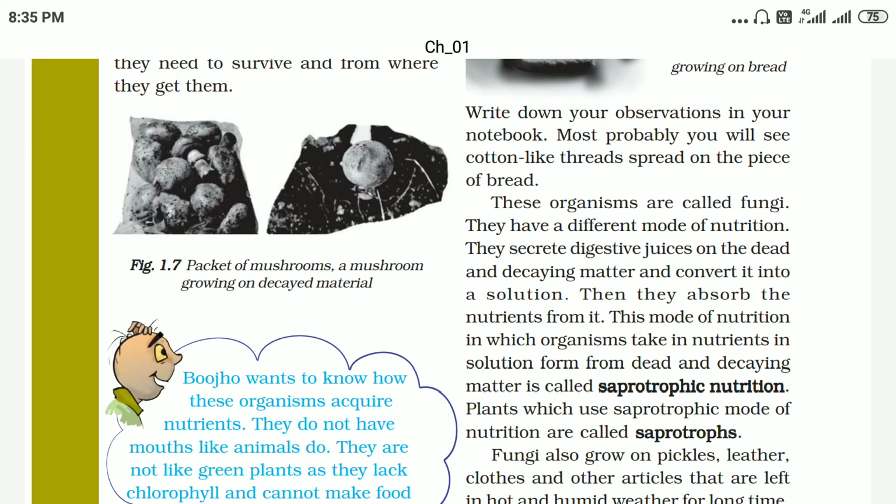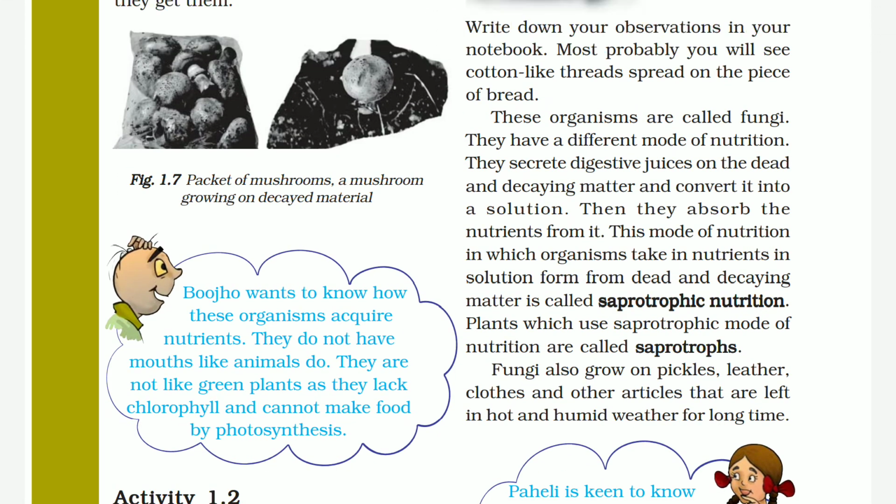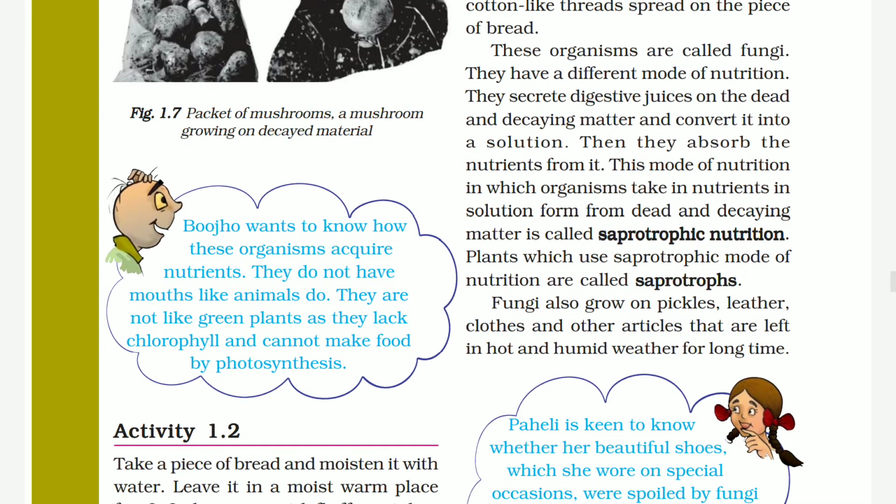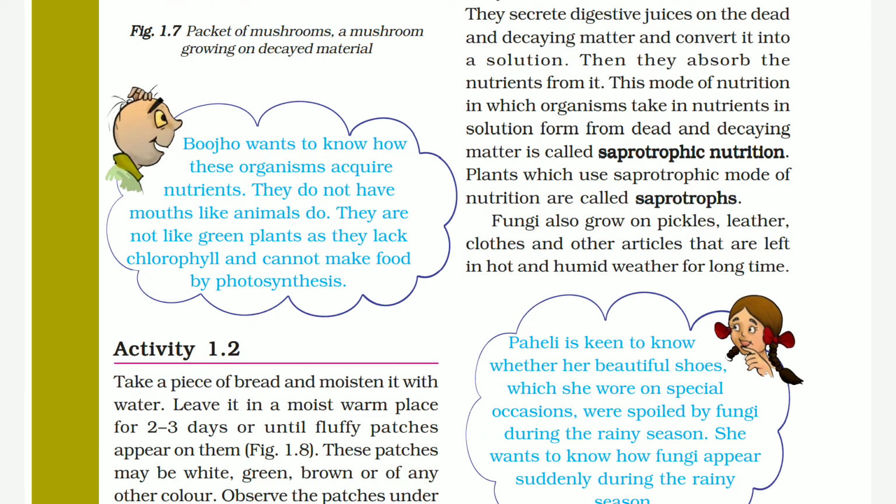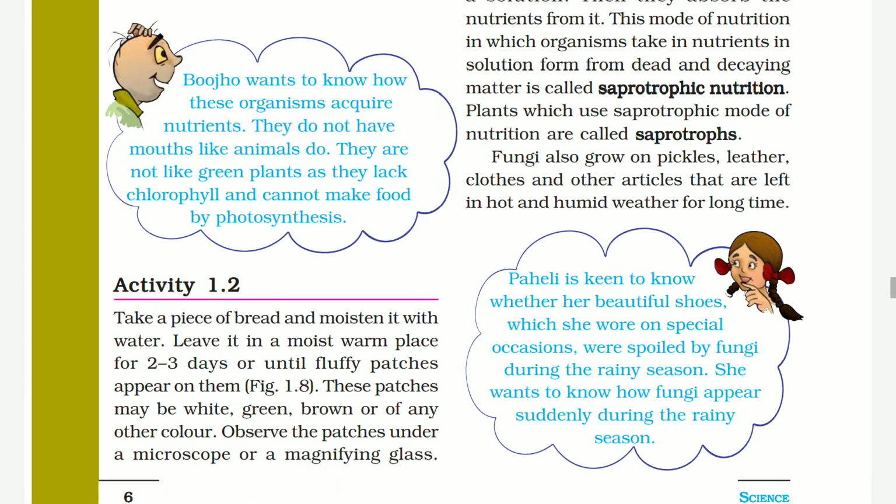These organisms are called fungi, and they have a different mode of nutrition. Normally they secrete a digestive juice on the dead and decaying matter and convert it into solutions. So they absorb the nutrients from the dead and decaying substance and then use it as their own food, right? So it is known as saprotrophic nutrition. Plants which use the saprotrophic mode of nutrition are called saprotrophs.